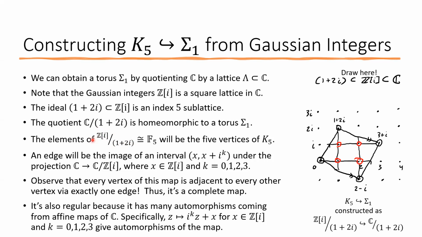Sorry, you've got 4 points circled in red. The 5th point is which one? The 5th point is the equivalence class of these vertices of this fundamental domain. Take the equivalence class of any corner. Okay, that's fine. And the way I'm getting edges, rigorously, you can say it's just the image of an interval x to x plus i^k. So I'm connecting these things. Okay, thank you. No problem.